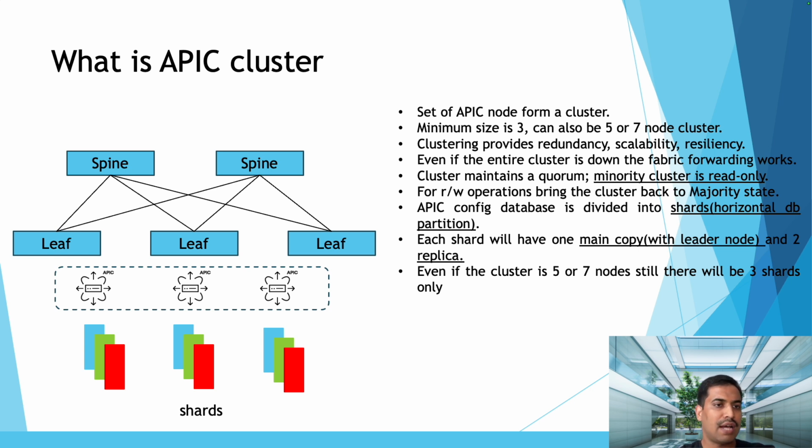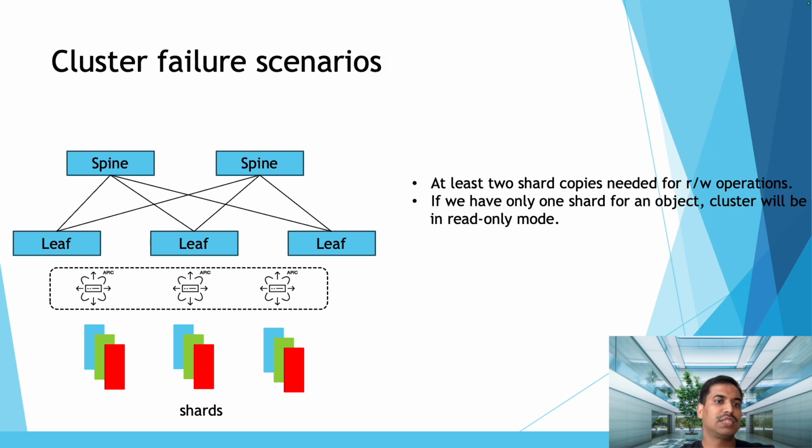Every shard will have one main copy and 2 replica copies saved to the other 2 nodes of the APIC cluster. Even if we have a 5 node cluster or 7 node cluster, shards are going to be exactly 3, not more than that. Let's see a cluster failure scenario.